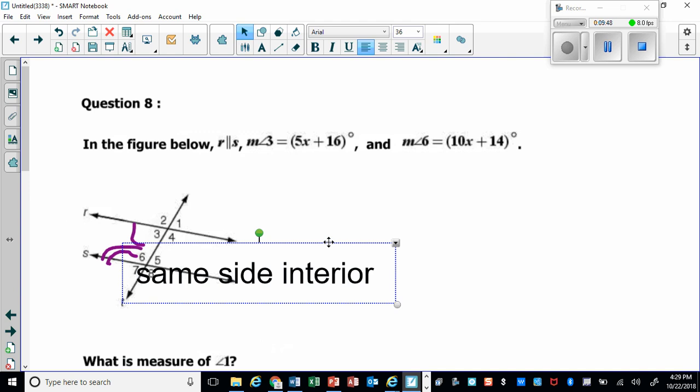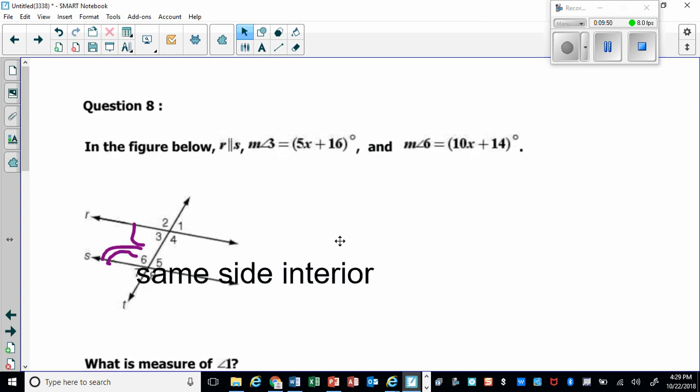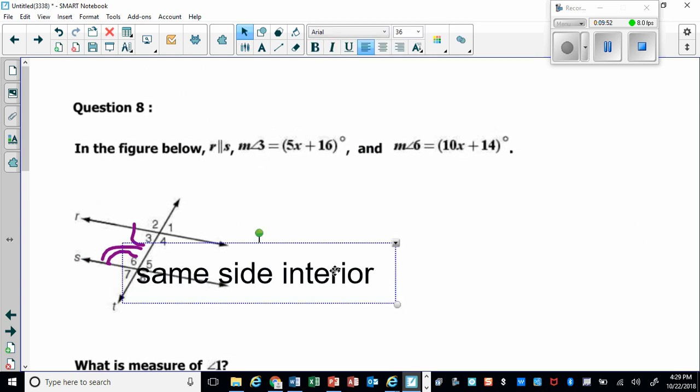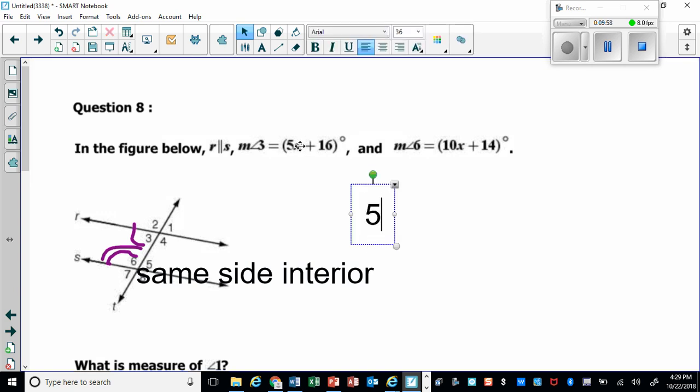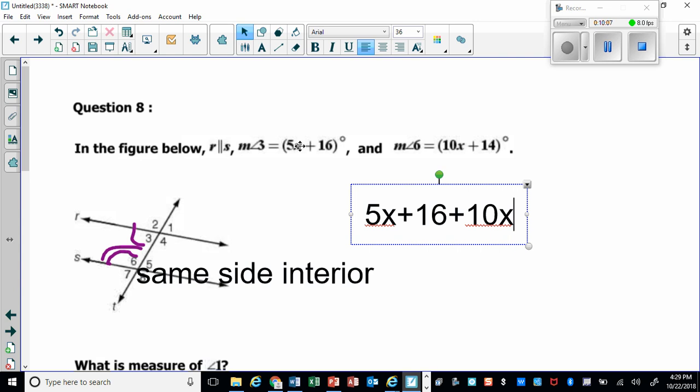Same side interior is what? Supplementary. All right. So what I need to do is 5x plus 16 plus 10x plus 14 equals 180.